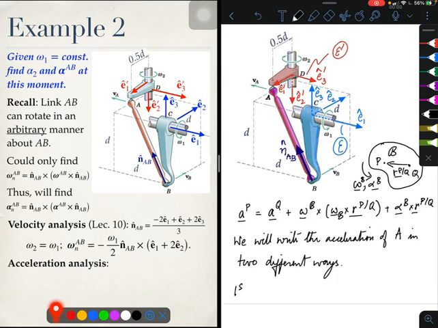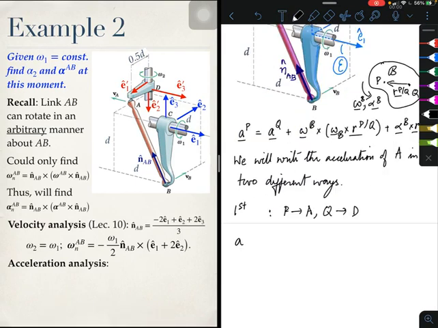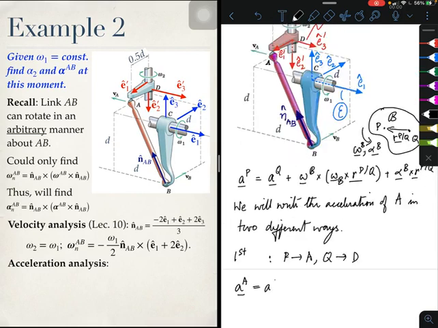So here is the first way. Point A is a point on the link AD. So using this formula, identifying P as A, Q as D, we will get that AA is equal to AD plus omega AD cross omega AD cross RAD plus alpha AD cross RAD. Clearly the rigid body here is the rigid body AD, whose angular velocity will be omega AD and alpha AD. Let me call this equation 1.